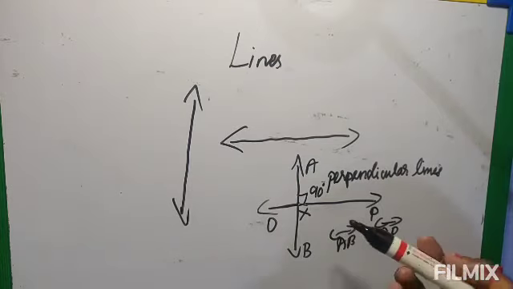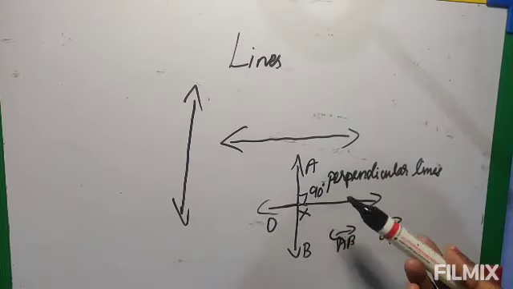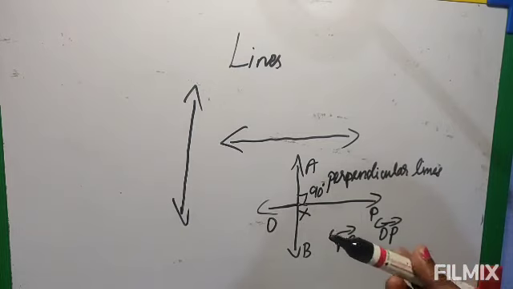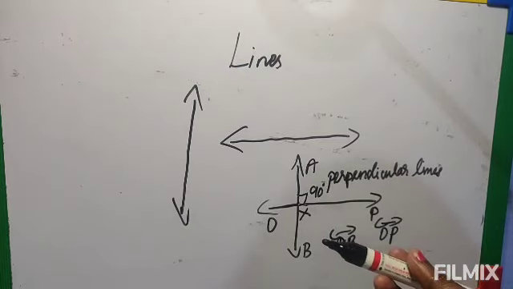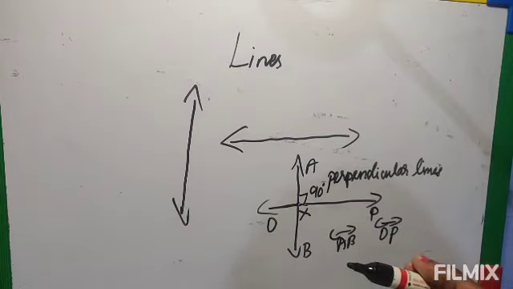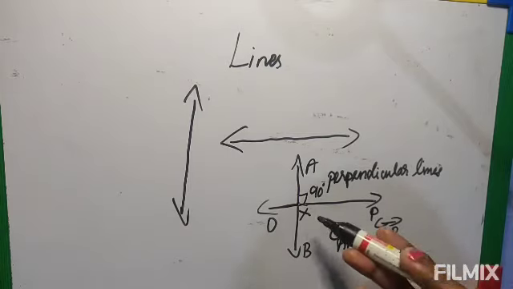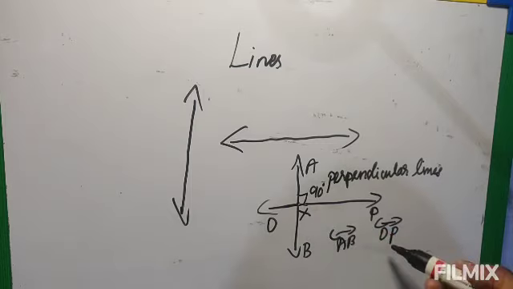Okay, so for you it will be easy, I think. One horizontal line and one vertical line, if they meet each other at any point, the two will be perpendicular, so they are called perpendicular lines. So here line AB and line OP both are perpendicular lines.